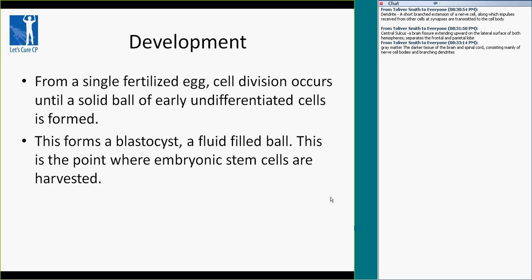So, back to embryology. From a single fertilized egg, you get cell division, and the cells divide very rapidly until you have a solid ball. The core of that ball eventually opens up, and you get a fluid-filled ball. That's where we get embryonic stem cells from. I've got a figure in a few slides that will show that. Next slide, please.